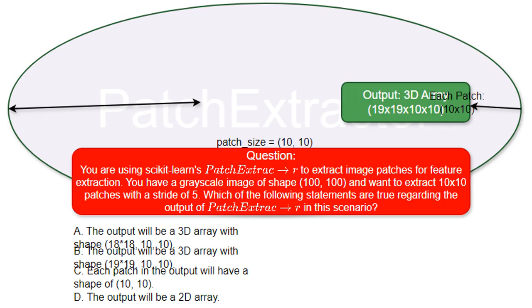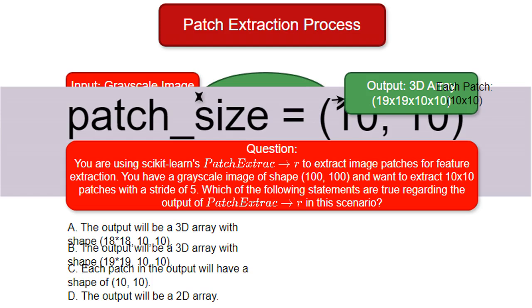The patch_size tells it how big each cookie should be, and the patch_stride tells it how far apart to place the cookie cutter. I'm setting the patch_size to 10 by 10 pixels. That means each patch will be a 10 by 10 pixel square.